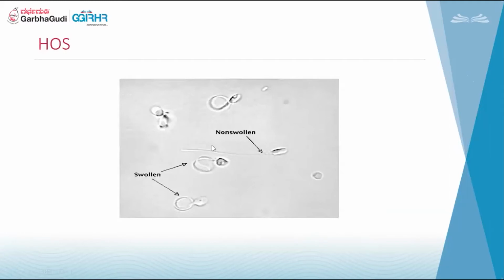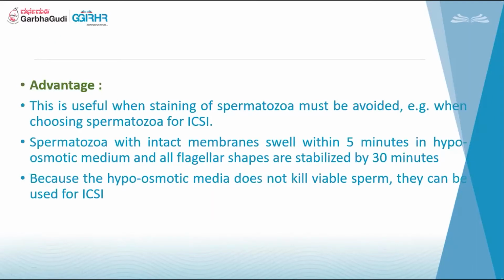So you can see over here, this has curled up. Is it viable or non-viable? Viable. And this one is non-swollen. It's just a straight tail. That means there is a breach in the plasma membrane and it is dead. Okay. And these swollen sperms can be used for ICSI, because they are alive, viable. This can be used for diagnostic and therapeutic purposes as well. What is the advantage here? We are not using any stain, so it can be used for ICSI. HOS-positive sperms can be used for ICSI.